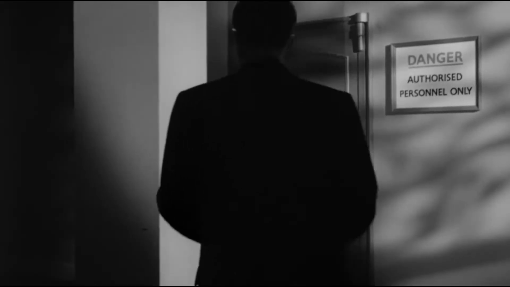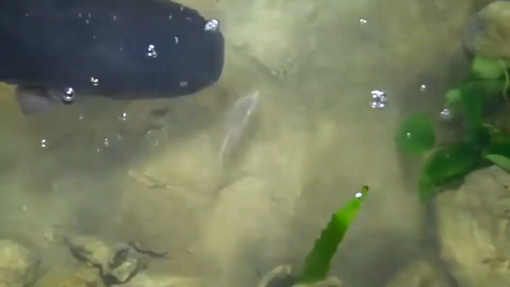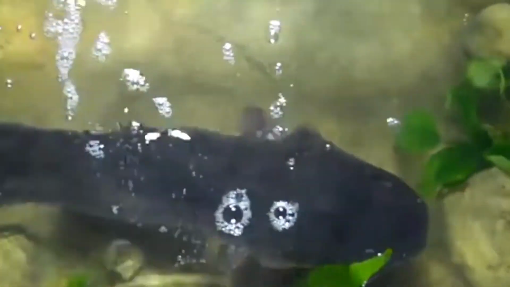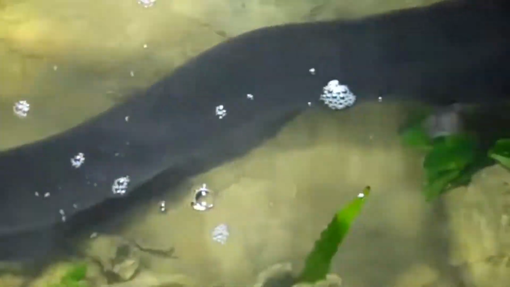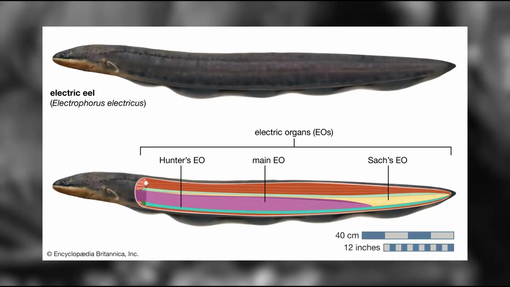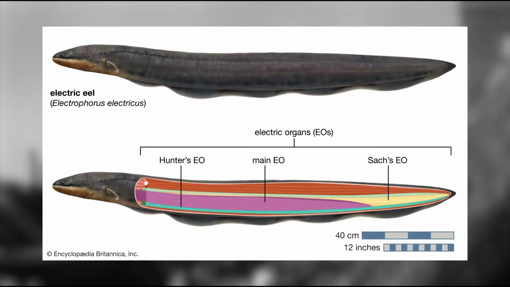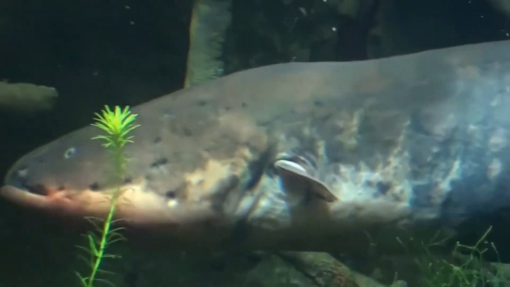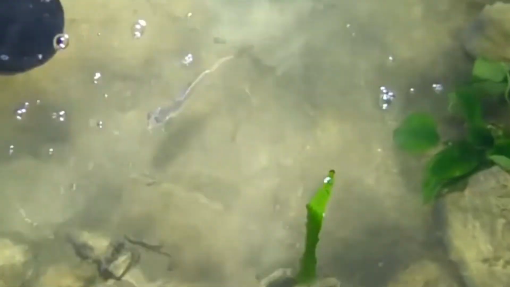Now, the electricity thing. The electric eel is a freshwater fish found in South America. It generates electricity via 3 main organs. The main, the Hunter's, and the Sach's organ. The 3 organs allow the eel to emit both high and low voltage. The current known max charge is 600 volts. Not lethal to humans, but enough to stun its prey, being small fish and such.